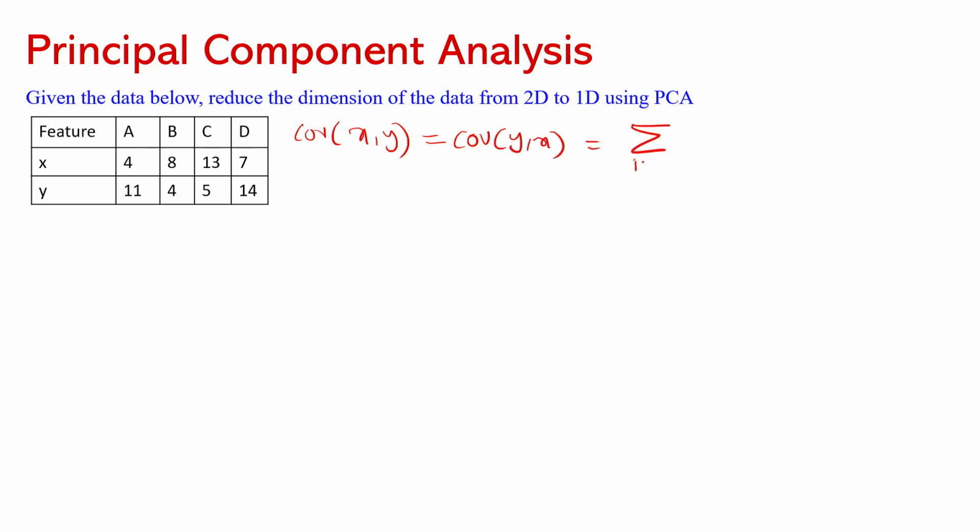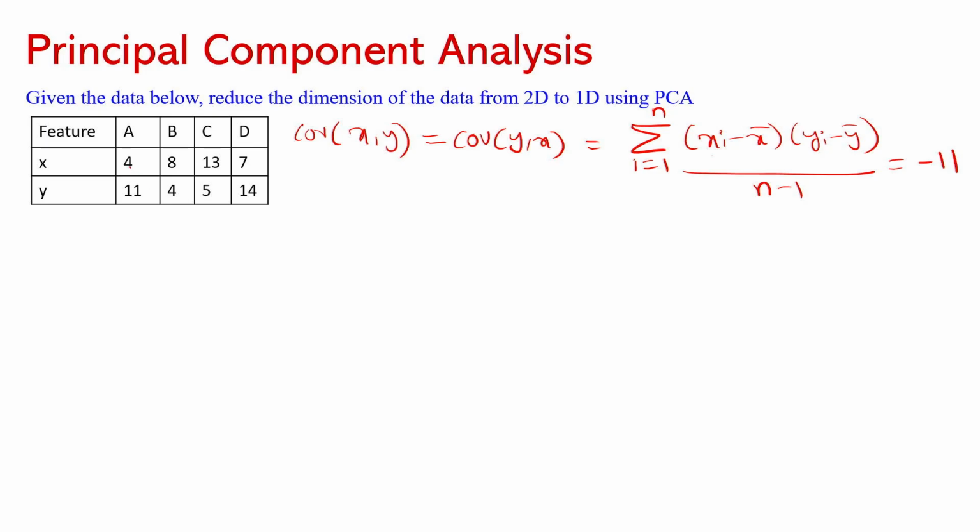Why? The formula is the sum from i equal to 1 to n of (xi minus x bar) into (yi minus y bar), whole divided by n minus 1. So, when it is XY, it is xi minus x bar, yi minus y bar by n minus 1. When it is YX, it is yi minus y bar, xi minus x bar by n minus 1. So, a single value is enough for us to calculate. If you calculate this value, you will find it as minus 11.